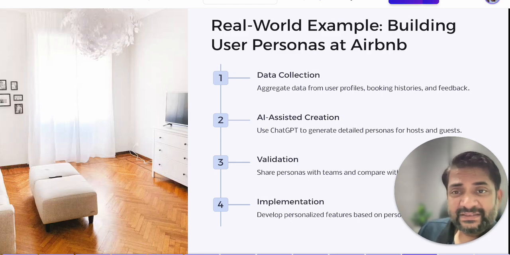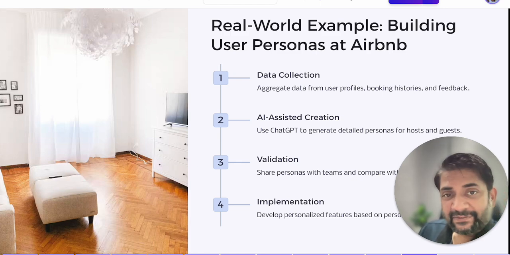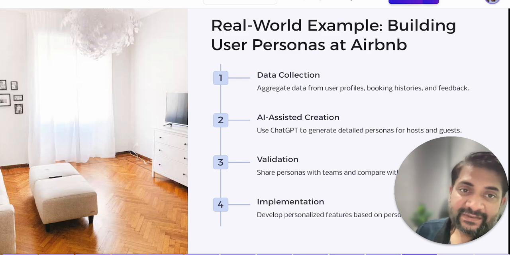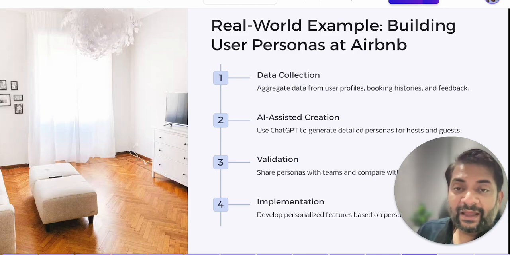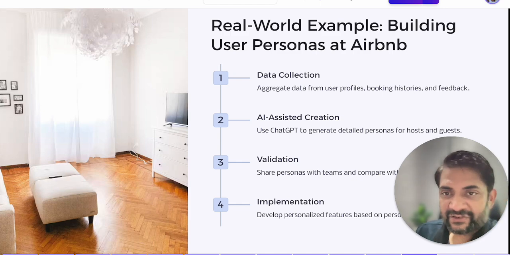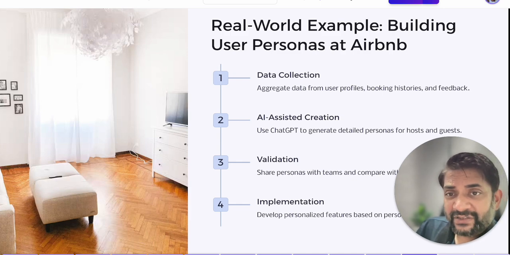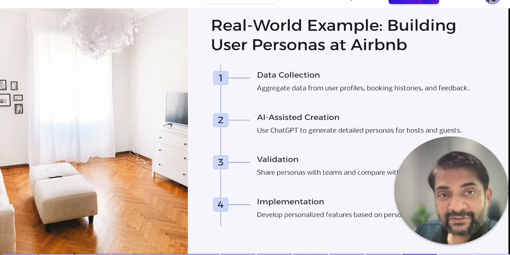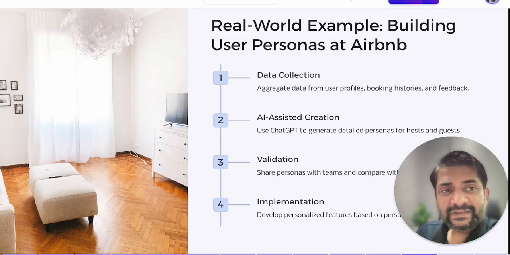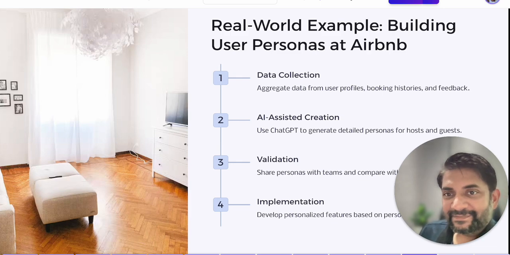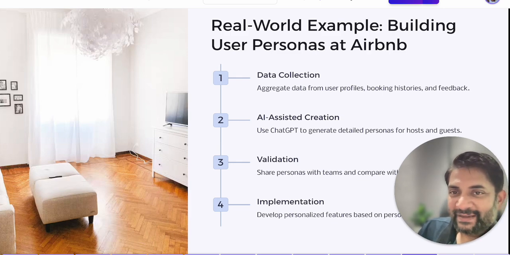Outcome: by leveraging Gen AI to create accurate and comprehensive user personas, Airbnb was able to develop features that catered to the specific needs of different user segments. This led to increased user engagement, higher booking rates, and improved customer satisfaction. As of 2023, Airbnb's personalized features based on detailed user personas have contributed to a 25% increase in booking conversions and a 20% boost in customer retention rates. I hope that makes a lot of sense.